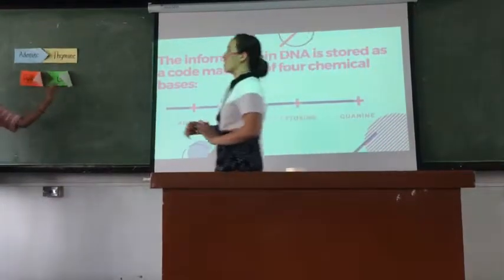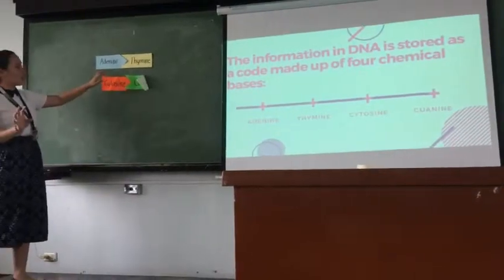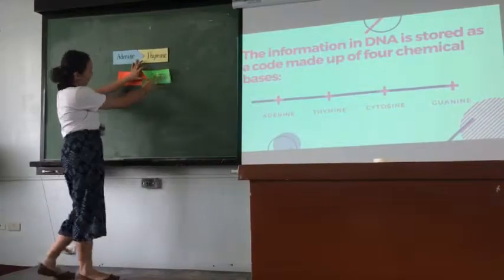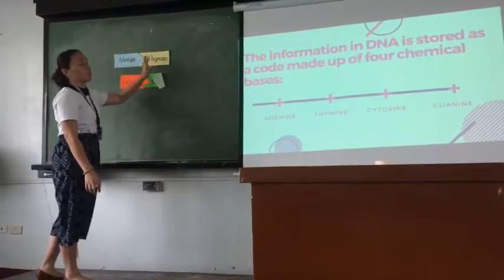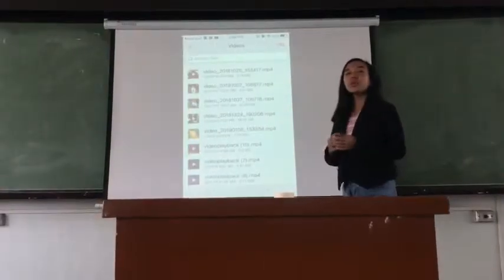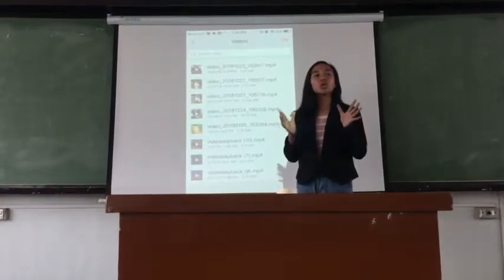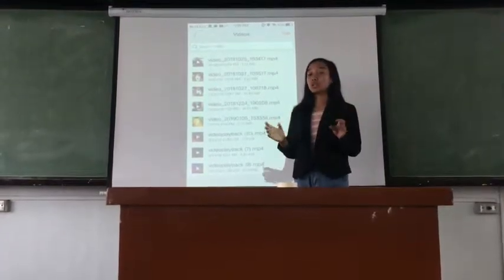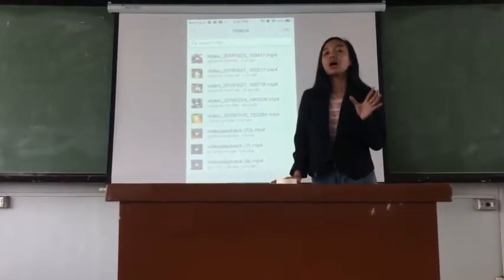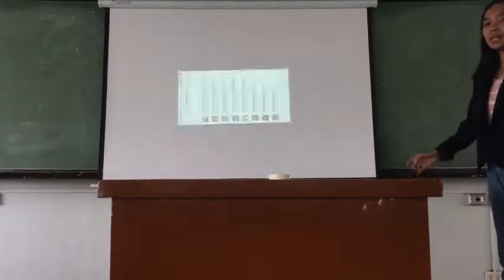Okay, so thank you. Now let's check. We all know for a fact, and also with the song and the previous slides, that this is correct. Adenine is paired with thymine, and cytosine is paired with guanine. So I know that there are visual learners here, and I know that you want to see some videos in order for you to understand our topic. So here are some videos that I have prepared for you. So, okay, can you play it?